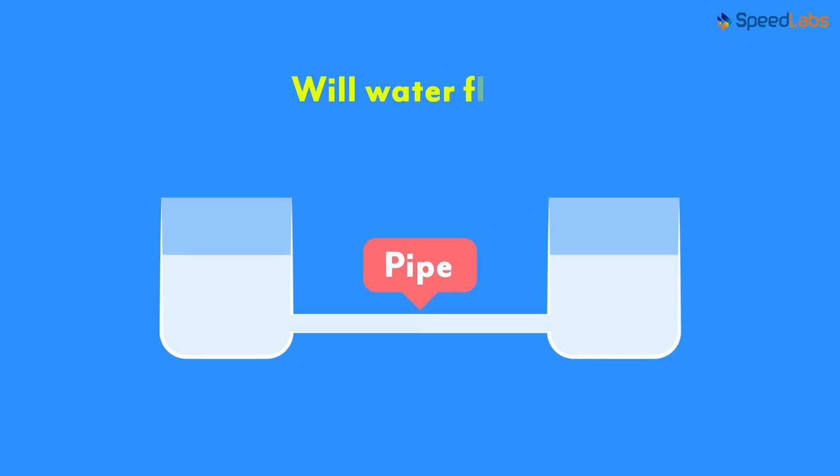Imagine you have two beakers filled with equal amounts of water, and they are both connected to each other by a pipe at the bottom. If you observe the two beakers for a few seconds, do you think the water will flow from one beaker to another? No, you will see that the water in both beakers is as is and there is no flow from any beaker to the other.